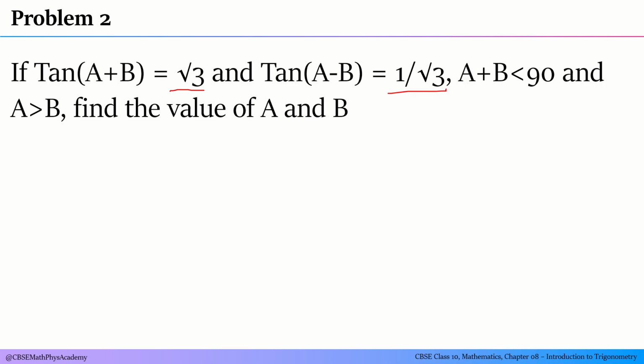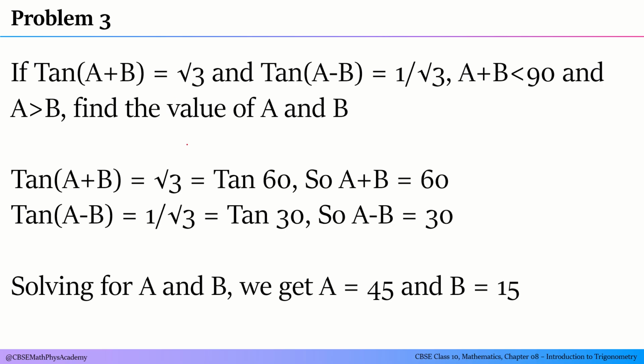So we are going to take the same approach. tan(a + b) is equal to root 3, which is equal to tan 60, so you equate a + b is equal to 60. And we also saw that 1 by root 3 comes from tan 30. So tan(a - b) is equal to 1 by root 3, which is equal to tan 30. Equate a - b is equal to 30 degrees.